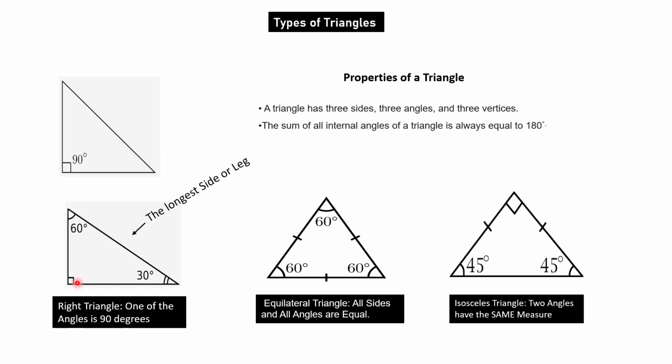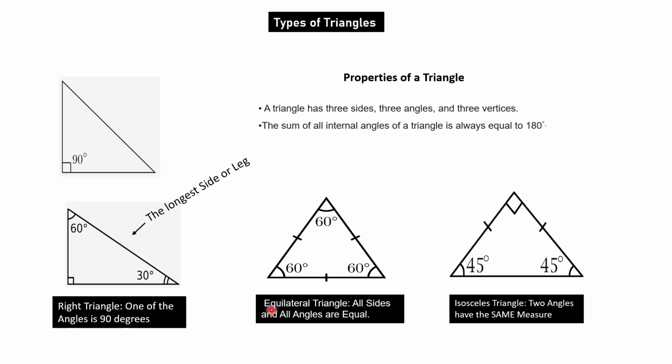So what is a right angled triangle? It's a triangle in which one of the angles is a right angle, or one of the angles measures 90 degrees. And look at the sum of the remaining 2 angles. That is also 90, because the sum of all the 3 angles is 180 degrees.